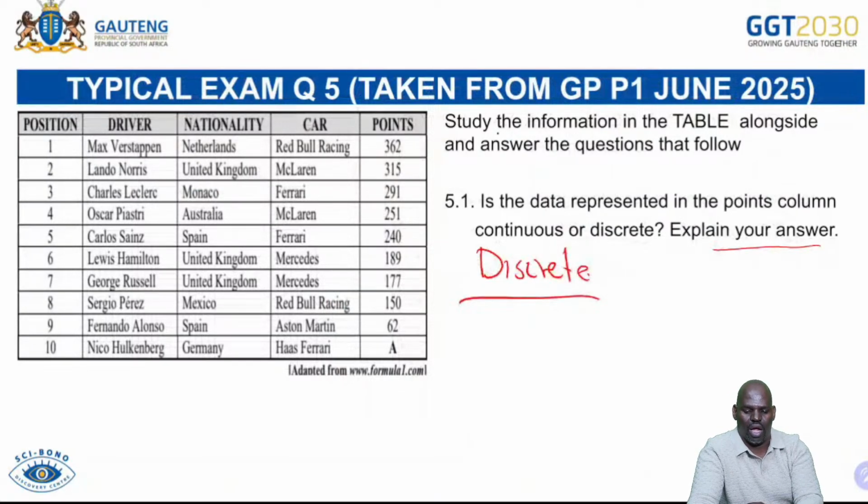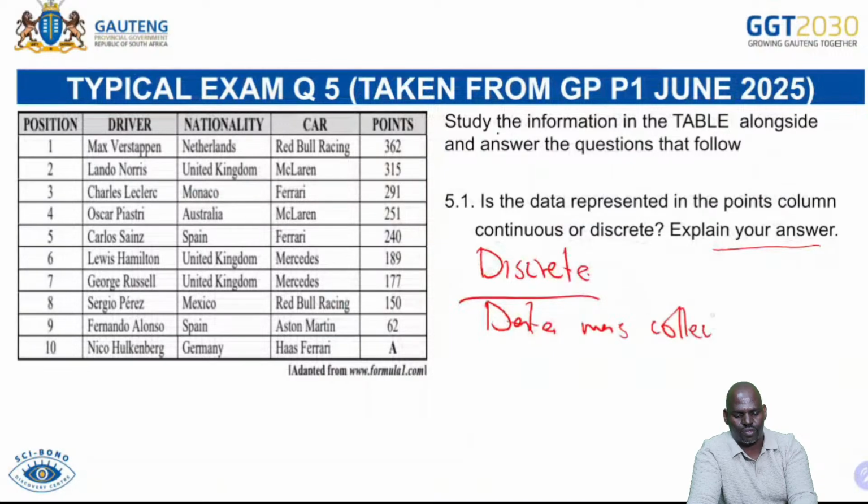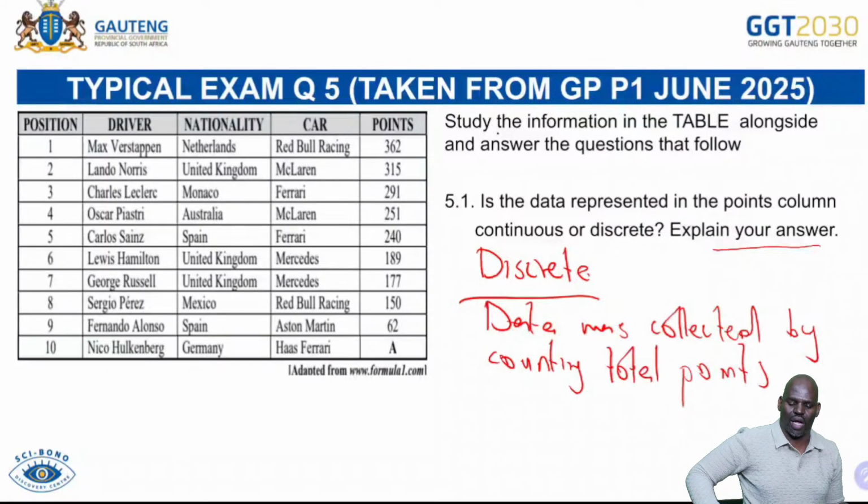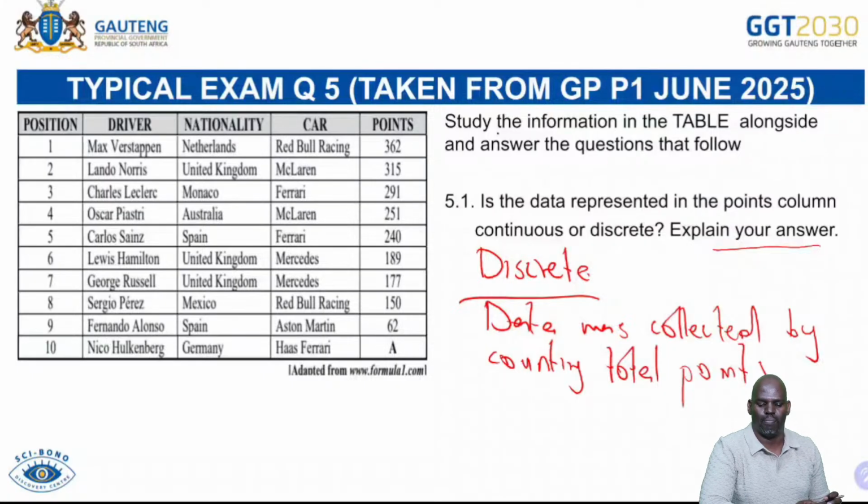It's discrete. Explain your answer. The data was collected by counting total points. Okay, the examiner just wanted to check if you understand the difference between continuous and discrete data. So you just say this is discrete because the data was collected by counting the total points.